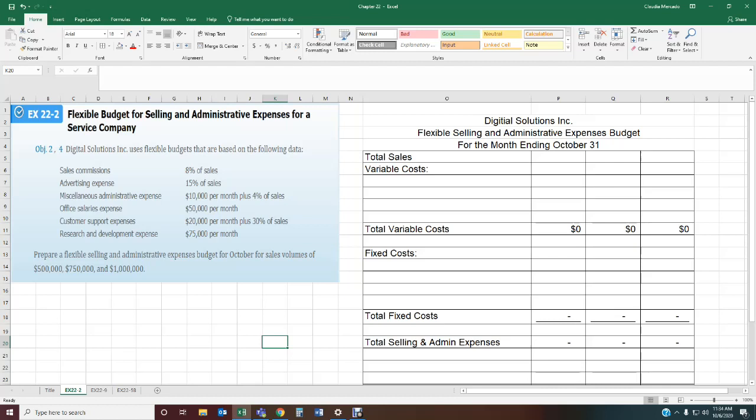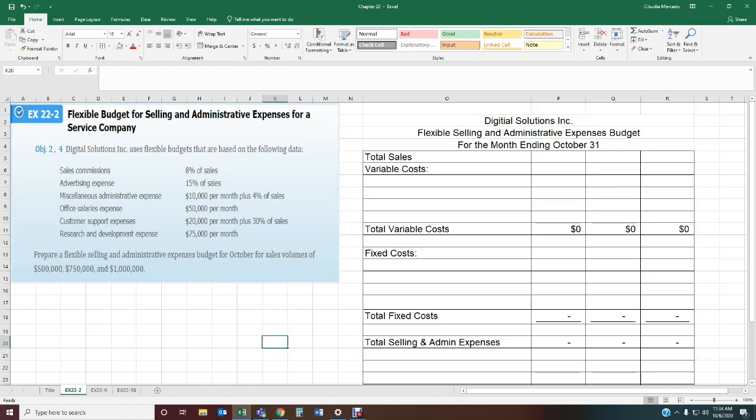Digital Solution uses flexible budgets that are based on the following data. They have sales commissions, which is 8% of your sales. We have advertising expense, which is 15% of sales. We have miscellaneous admin expenses.